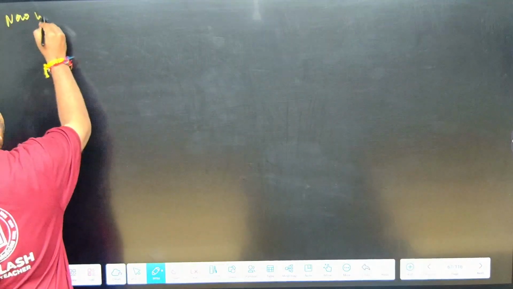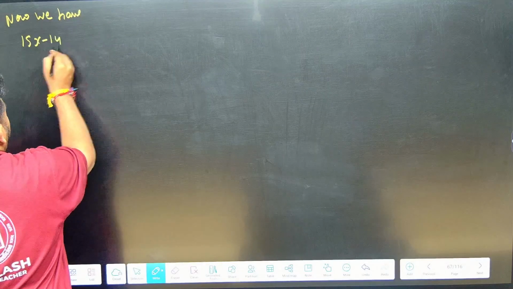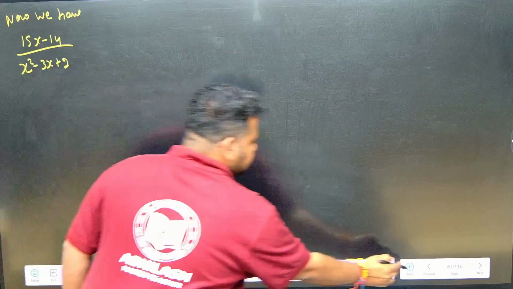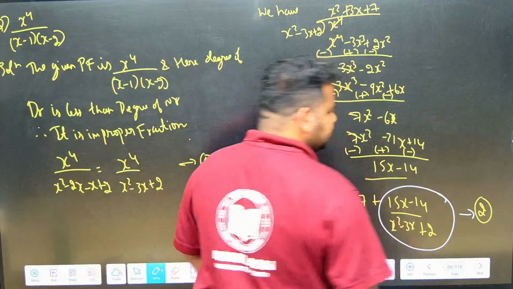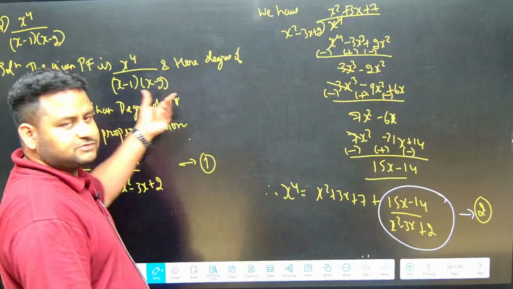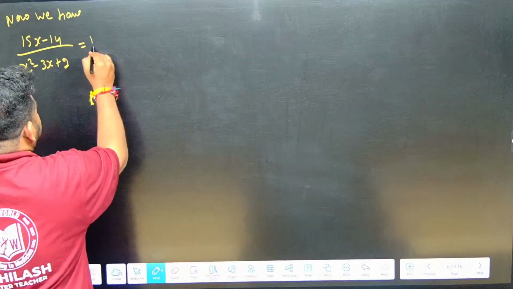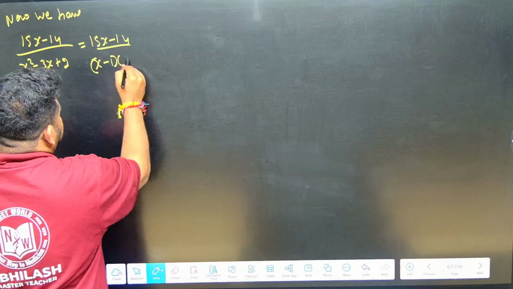15x minus 14 divided by x square minus 3x plus 2. Correct? How did you get x square minus 3x plus 2? From here, x minus 1 into x minus 2. Let us write down. So this can be written as 15x minus 14 divided by x minus 1 into x minus 2.